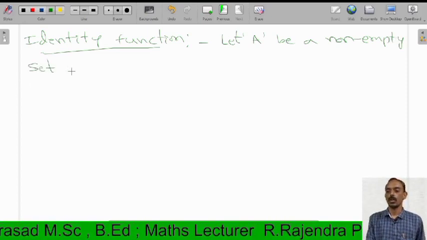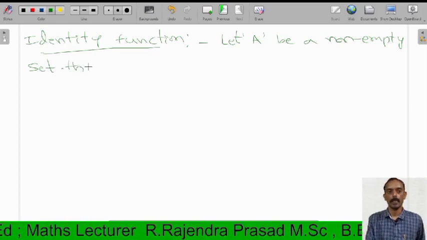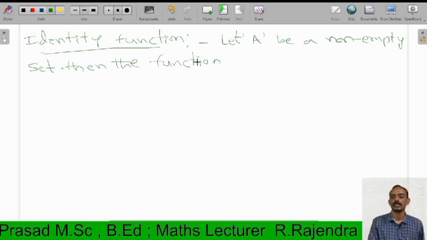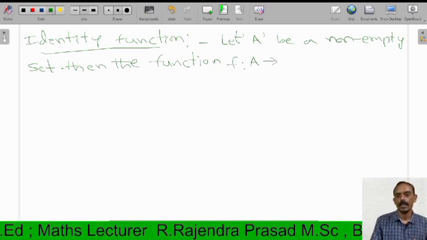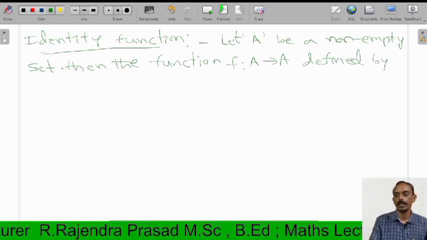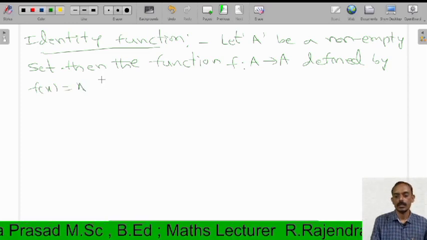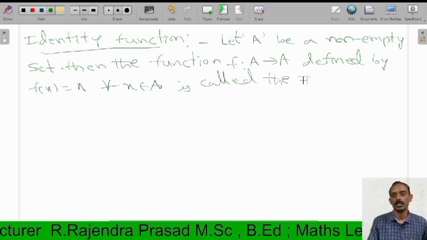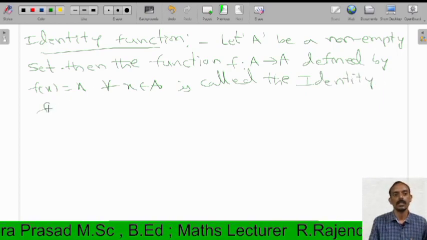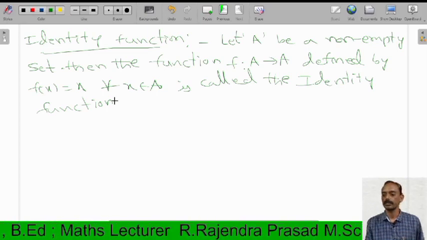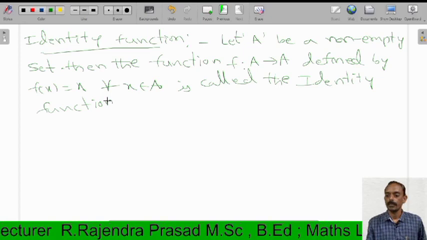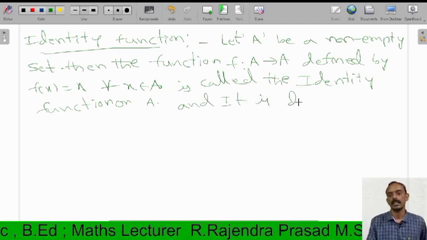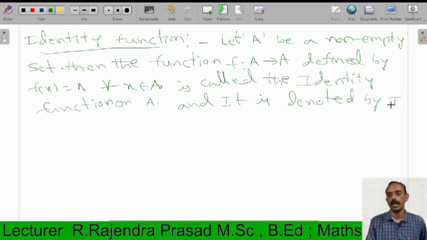Let A be a non-empty set, then the function f from A to A defined by f of x equals x for all x belongs to A is called the identity function on A, and it is denoted by IA.